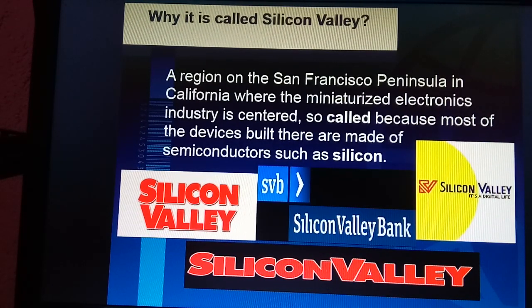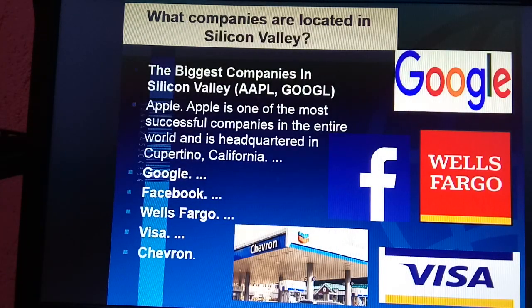And then they have many subsidiaries. So Silicon Valley Bank, Digital Life. Their signages have also evolved. Okay. What else can be seen there? What else are present in Silicon Valley? What companies are located in Silicon Valley? So the biggest companies in Silicon Valley: Apple, Google.